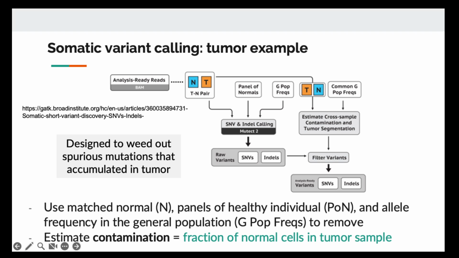If we have 30% normal cells in the sample, and we see some mutation with 30% allele frequency, those might be normal cells, because that corresponds to the fraction of normal cells that you have in your sample.